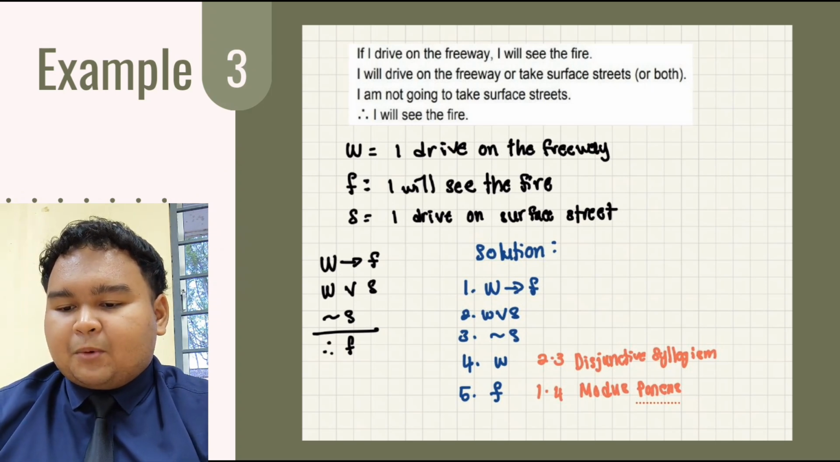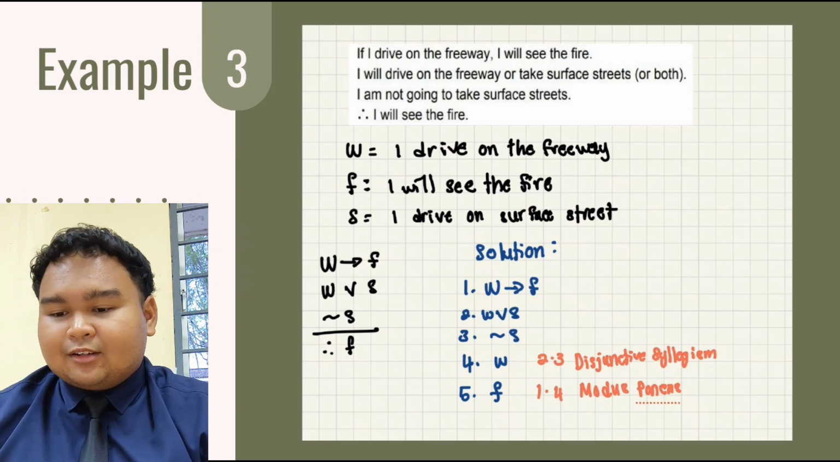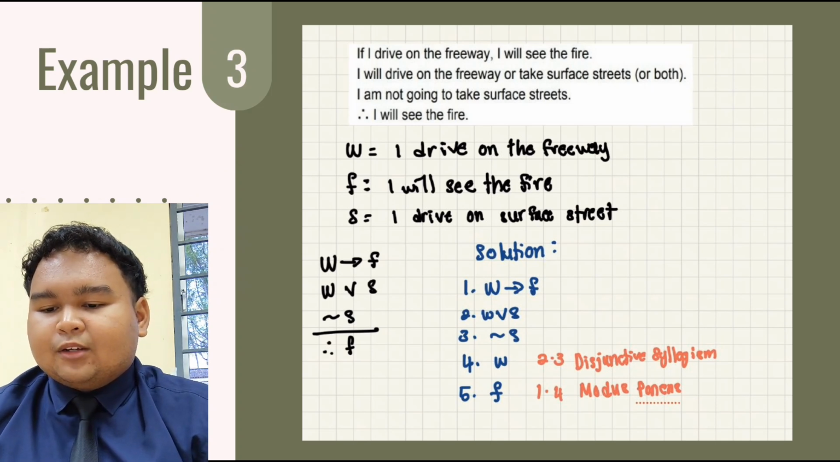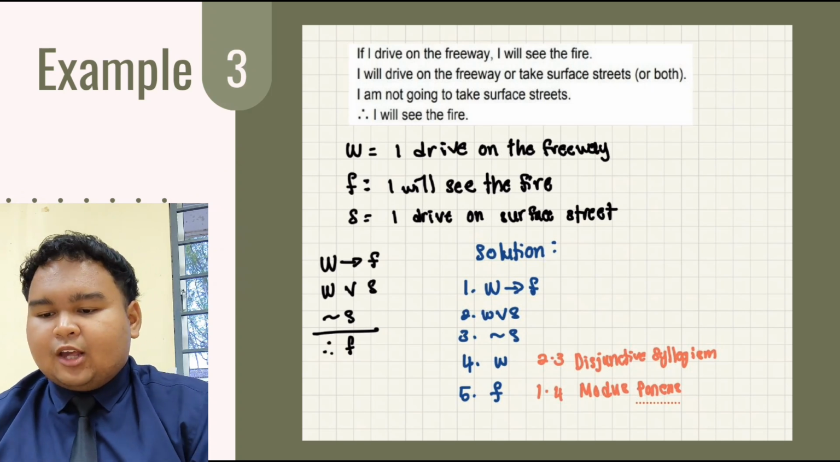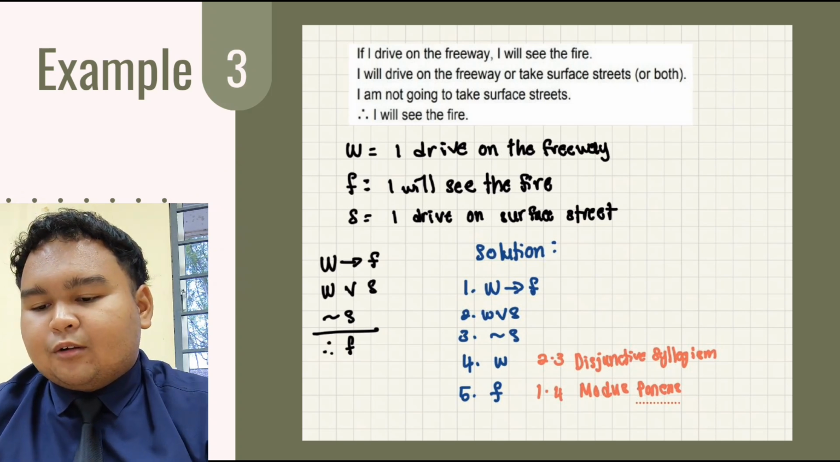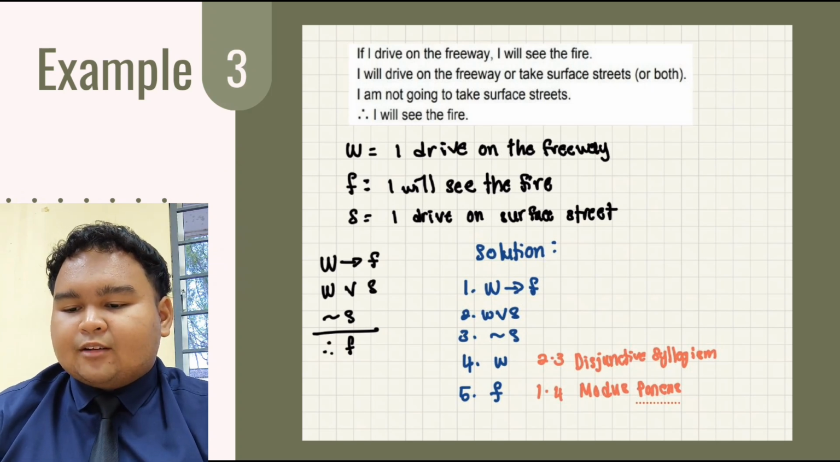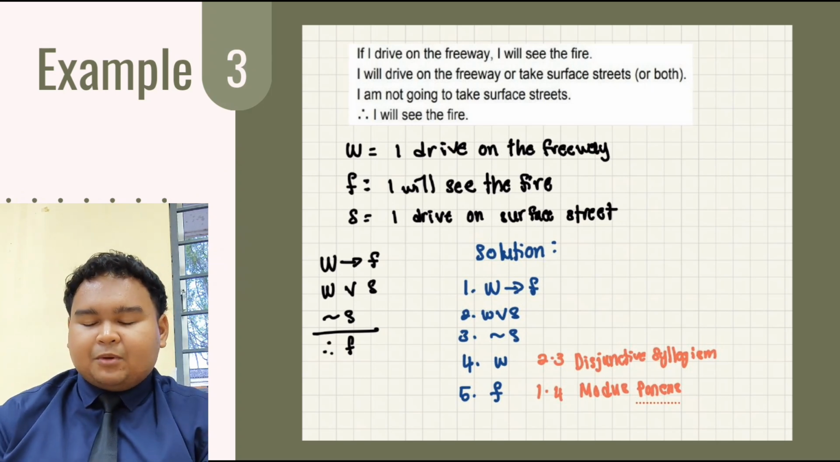For number 4, we are going to use the second and third premises with disjunctive syllogism, and from the rule we get W. And then the last, from the first and fourth premises, we use modus ponens, and then we get F as the conclusion from the premises.